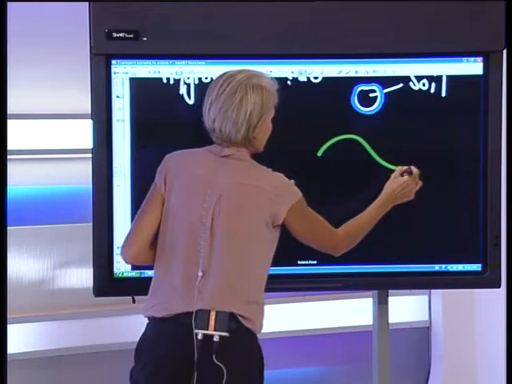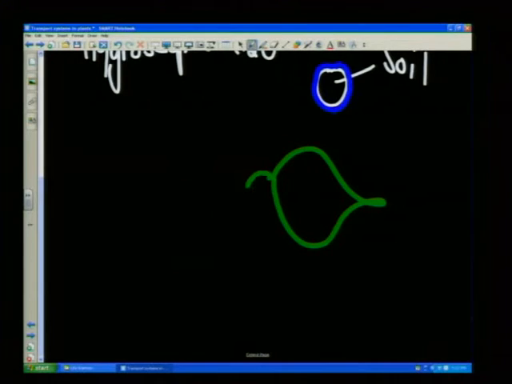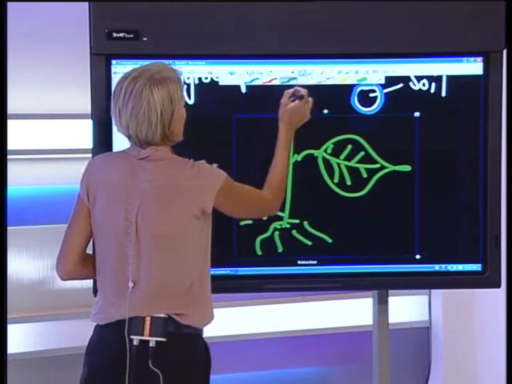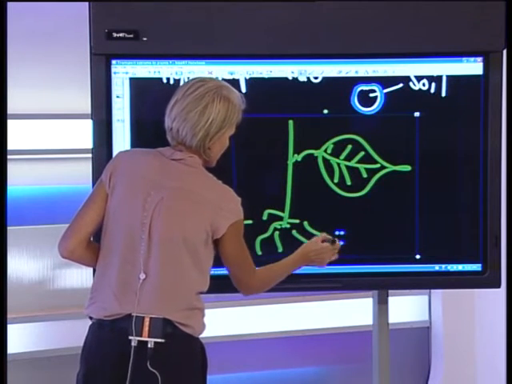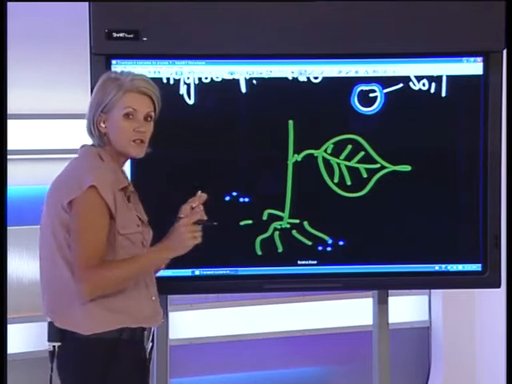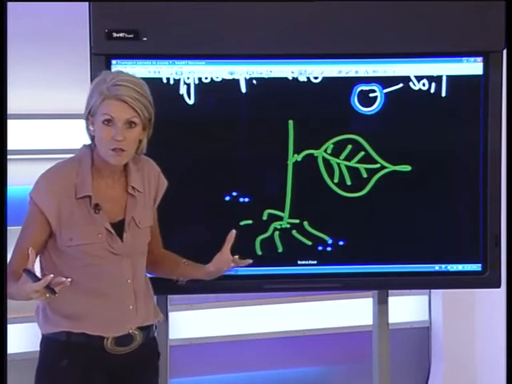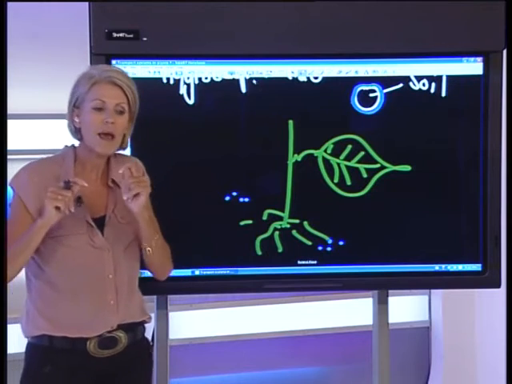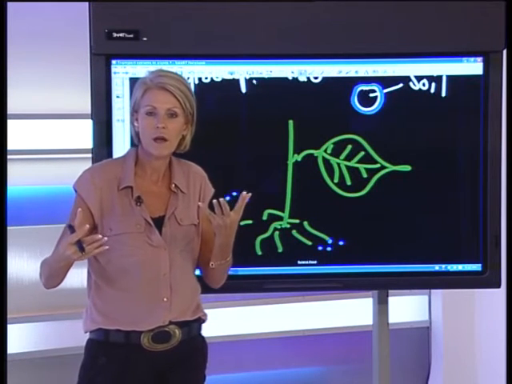So if I have the leaf here, and there's my stem, and then I've got my little roots doing their thing over here. Okay, so there's my little leaf. All right, and now I've got water all the way around here. So there's my water. And I need the water to come into the root. The water is not going to go to where there is a lot. It's always going to go to where there is less.